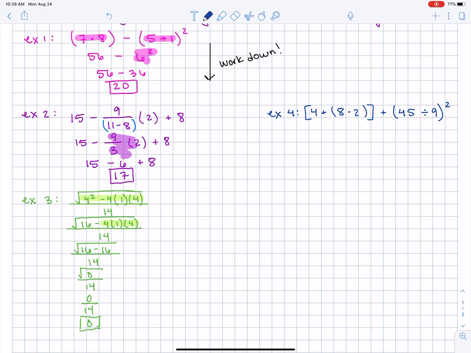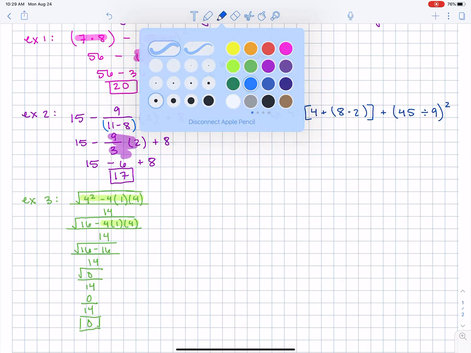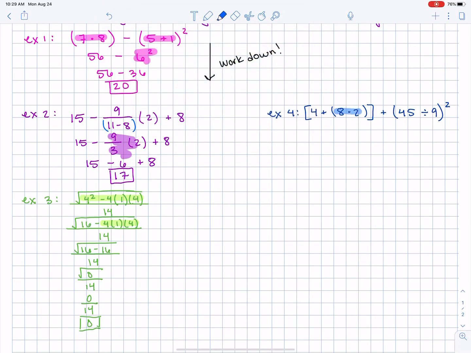Okay, this one has several sets of brackets and groupings. So it's really important that you think of this almost like an onion, that you peel back those layers as you go. So you have to do the ones inside first and then start peeling them off, meaning that we actually need to do this 8 times 2 first. Now, because we're mathematicians, I'm going to double it up here. I'm also going to do the 45 divided by 9. So once we break down our brackets, we have 4 plus 16.